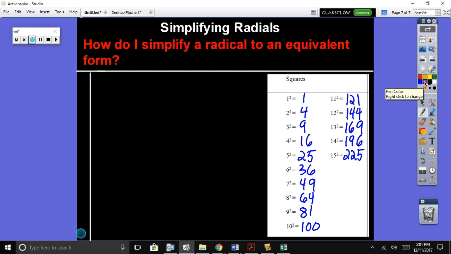So the property that we're going to use is that if I have two numbers multiplied together under a radical, let's say a and b, I can break this radical up into the square root of a times the square root of b.